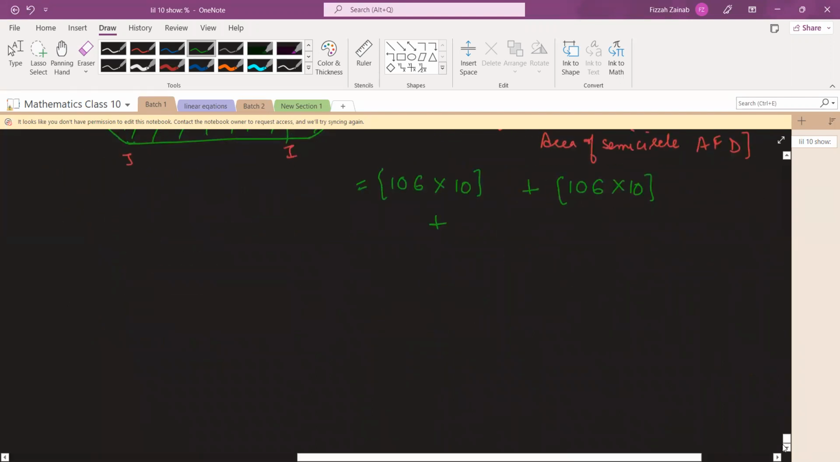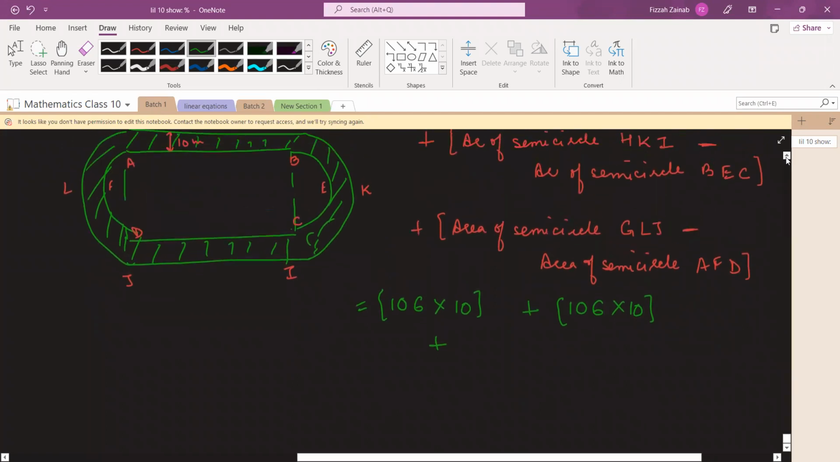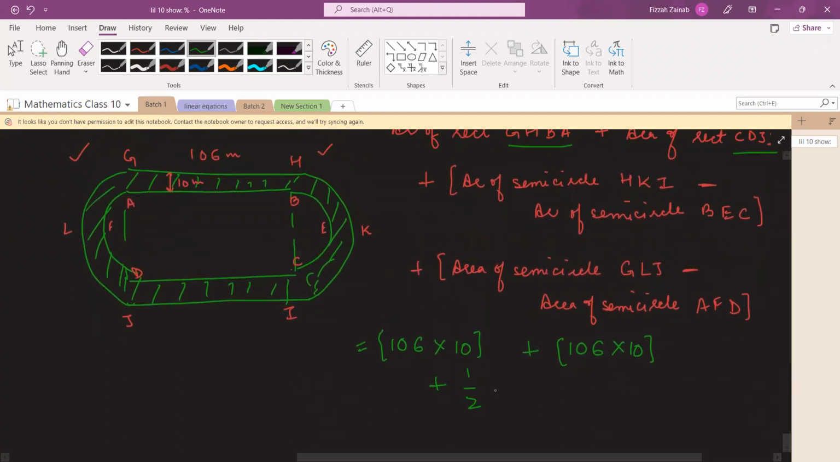Semicircle means half of the area of circle, right? So this I can write half into pi r square, right? Half into pi r square minus half into pi r square. So I'm just taking half pi outside and then the bigger radius, that means this radius, right? And then this radius I need. Is that clear?